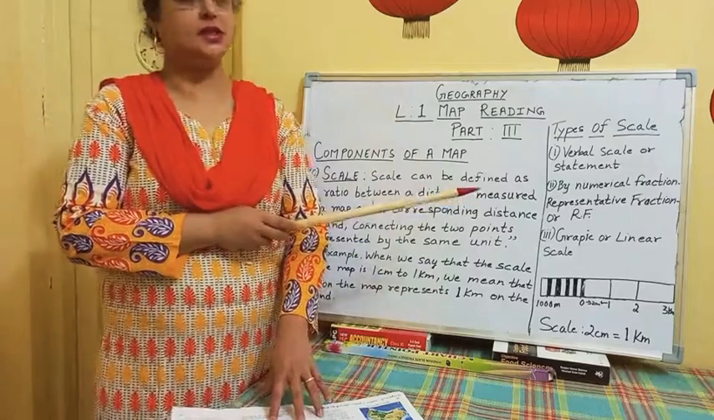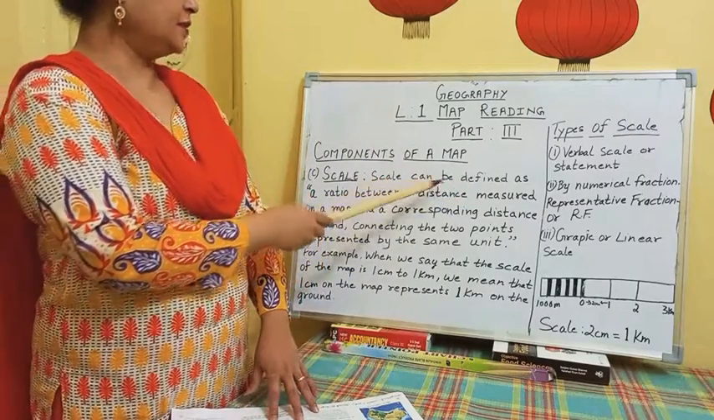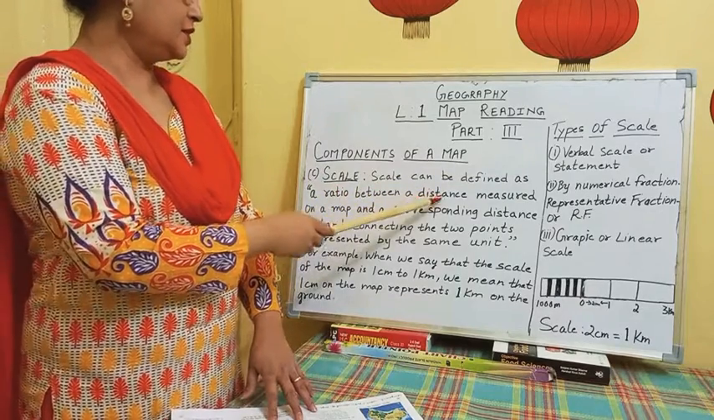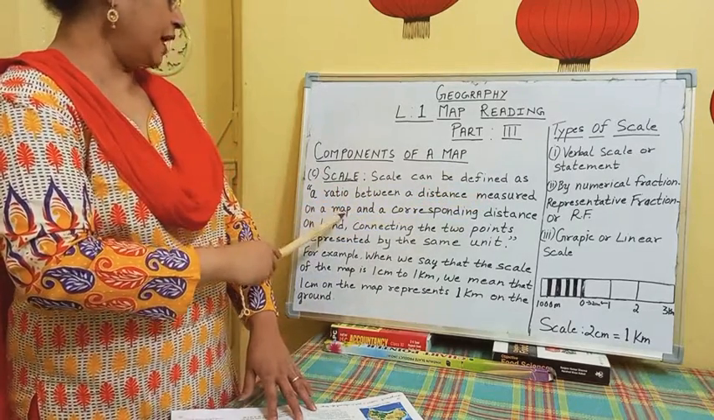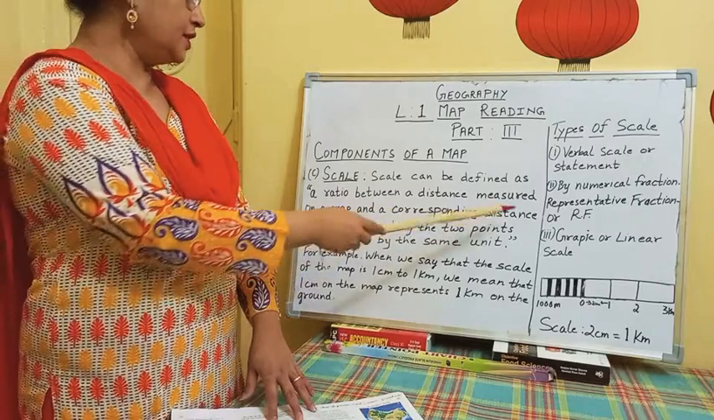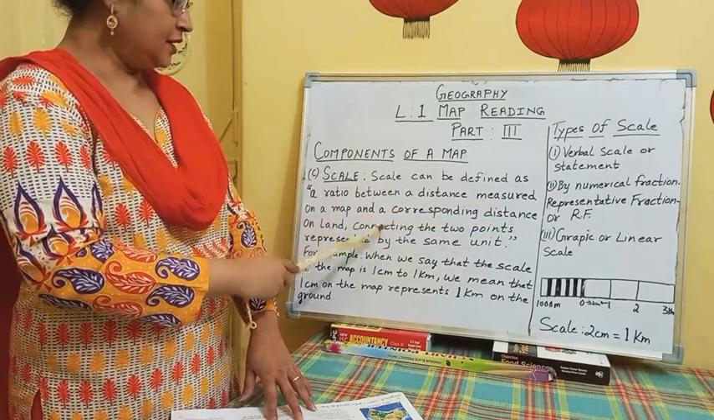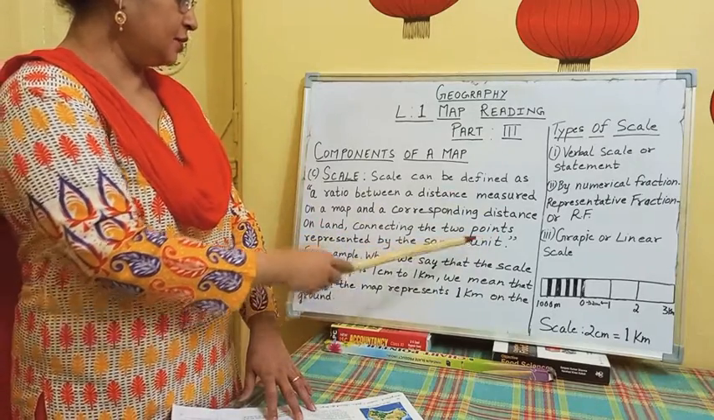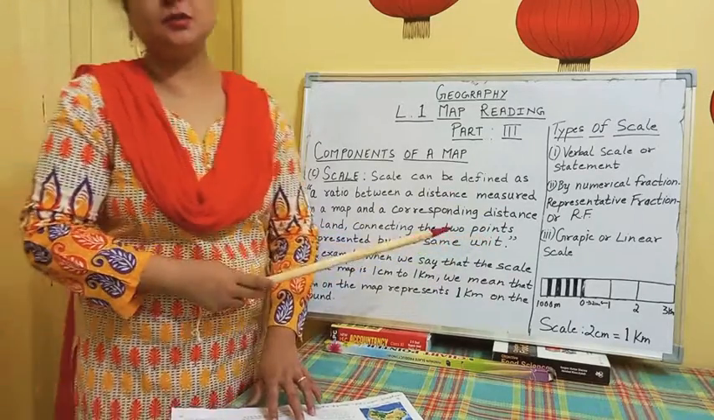We must know what is a scale. A scale can be defined as a ratio between a distance measured on a map and a corresponding distance on land connecting the two points represented by the same unit. What does this mean, children?